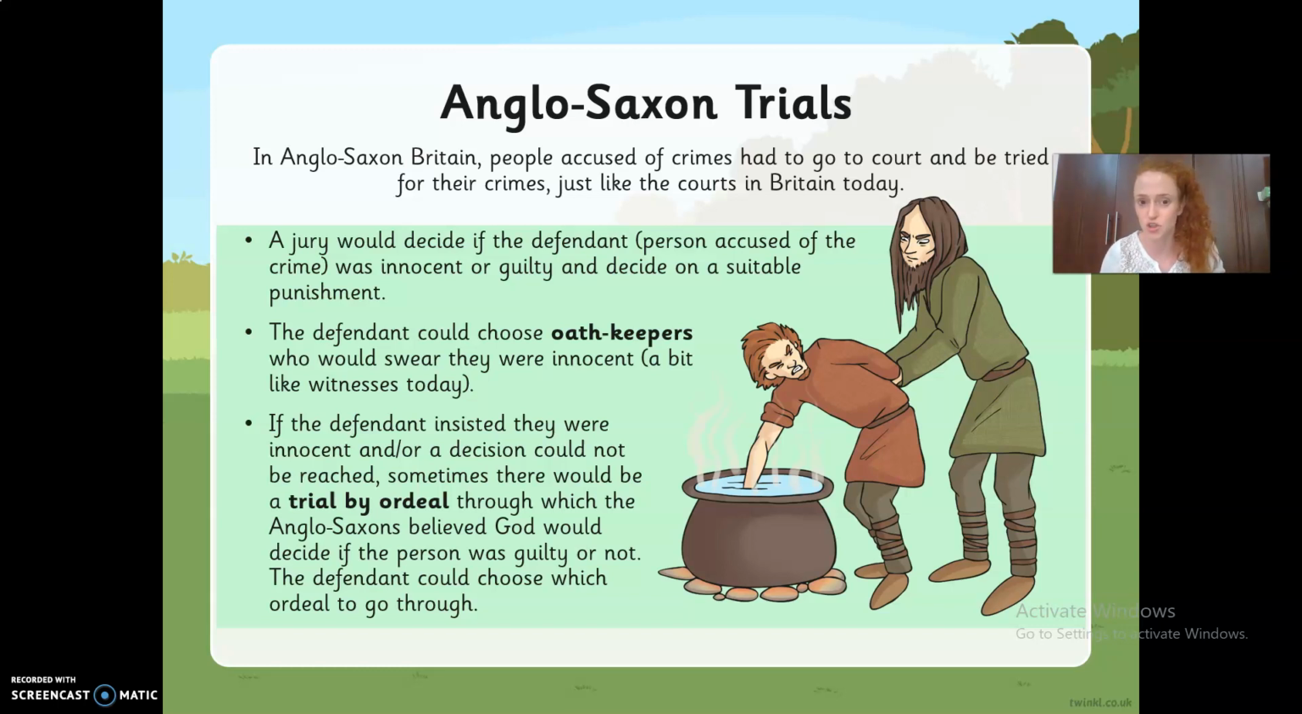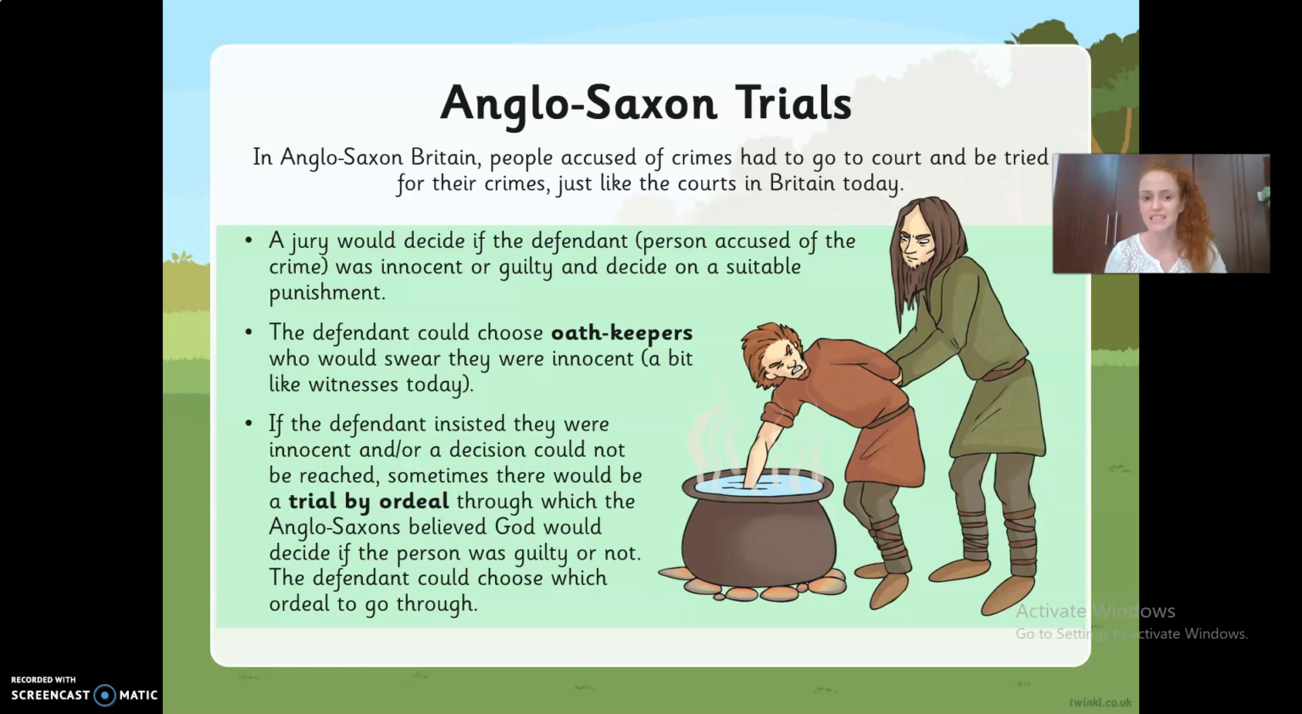The defendant could choose oath keepers who would swear they were innocent. Okay, so oath keepers were kind of witnesses. So for example, if someone witnessed that you did not commit the crime, or maybe two people saw what happened, you can choose these people to be your oath keepers, and they can swear in front of the jury that they saw what happened and you did not commit this crime.